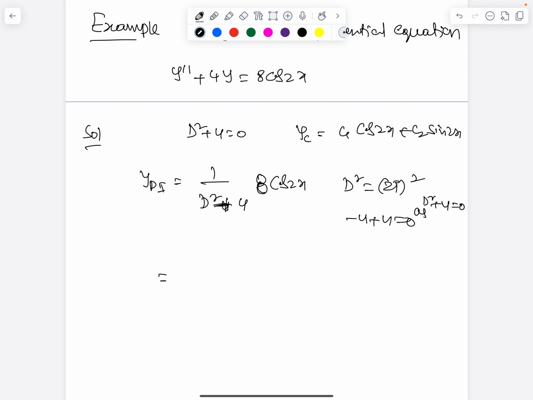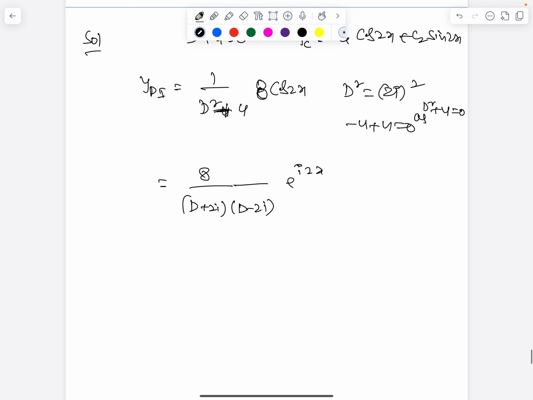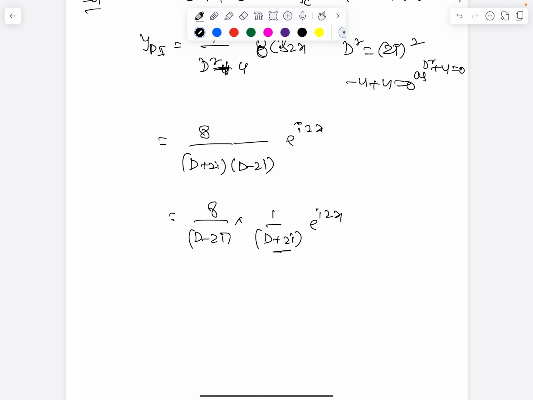So to deal with this, I am going to convert this into the previously discussed general method, that is, I am writing cos 2x as e power i2x. Now you see here, I am not adjusting anything, I have taken the general form. How cos and sin are related is like e power ix only. So I am further writing this as 8 times 1 by d minus 2i into d plus 2i into e power i2x. Now you look at this, this is non-zero.